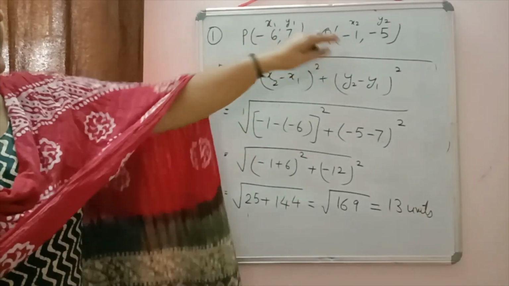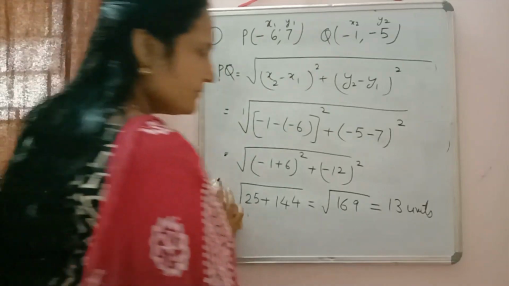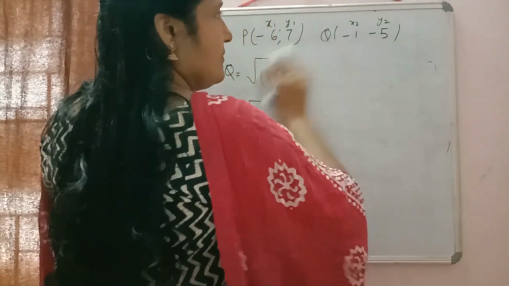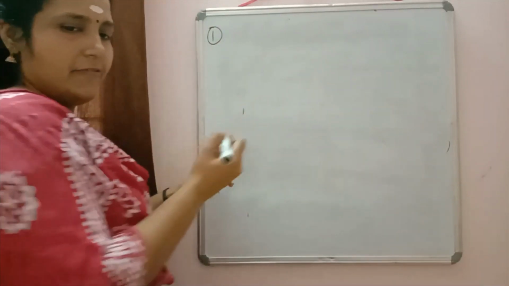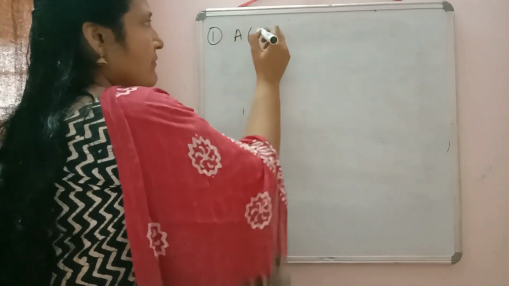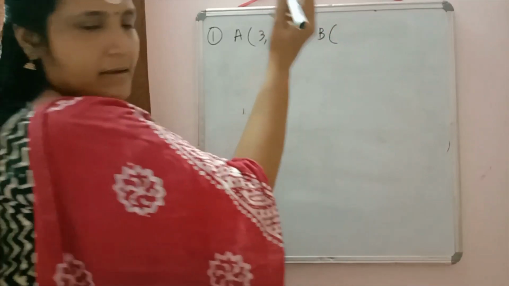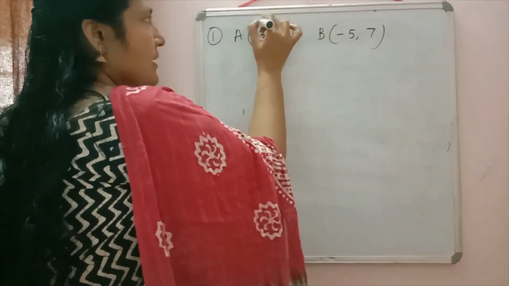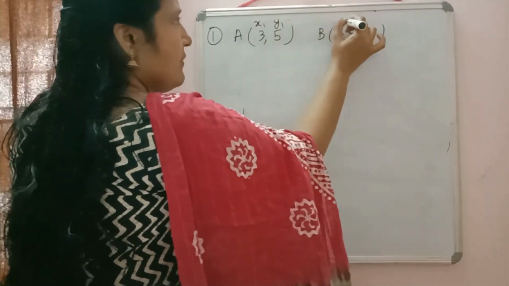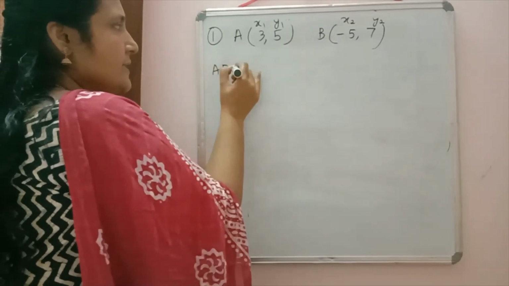So I think the method is clear to you, how we have to use the distance formula. Next one, do with me. You can also do it yourself. The points are (3, 5) and (-5, 7). Again, naming is not given, so I am giving names there: A (3, 5), B (-5, 7). So these coordinates I am taking as x1, y1 and x2, y2. So we have to find the distance AB.